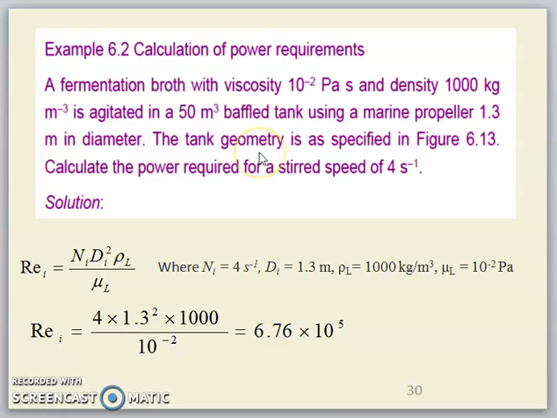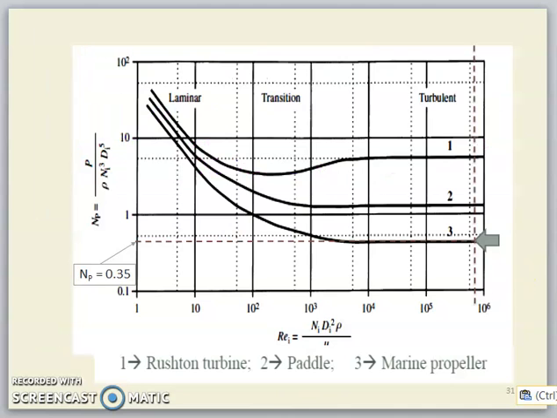The tank geometry is specified in figure 6.13, and what you need to do is to calculate the power required for a stirrer speed, or tip speed, or the agitation speed of 4 per second. First, you need to calculate the Reynolds number using the equation of Reynolds. Then, from the Reynolds number, find the power number, okay, based on the lines for the type of propeller used.